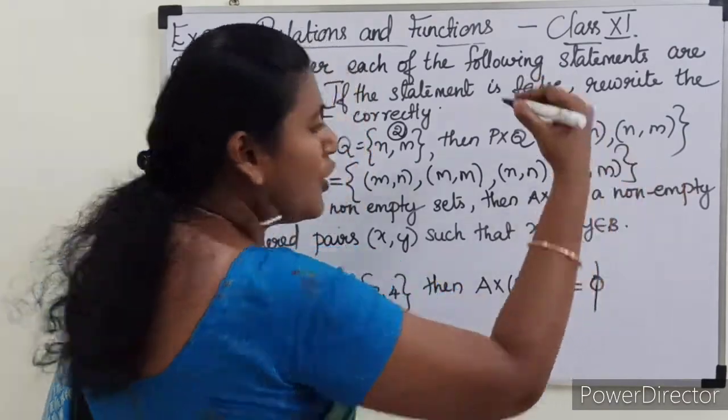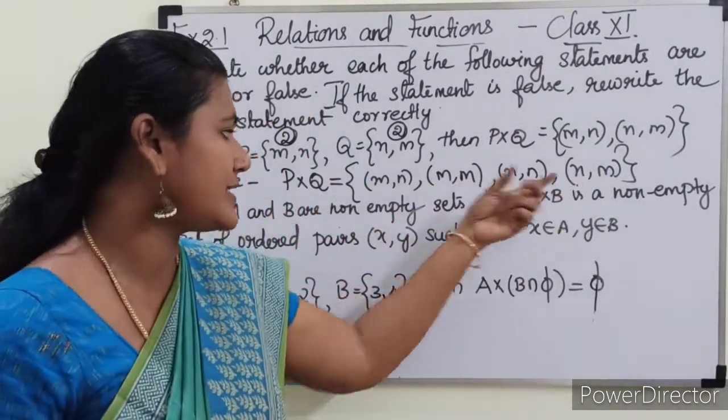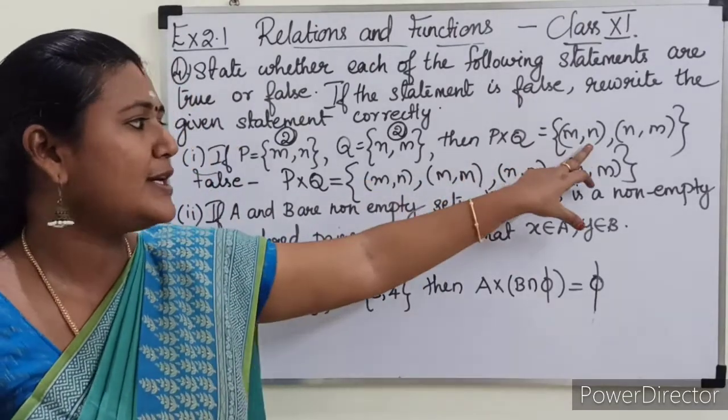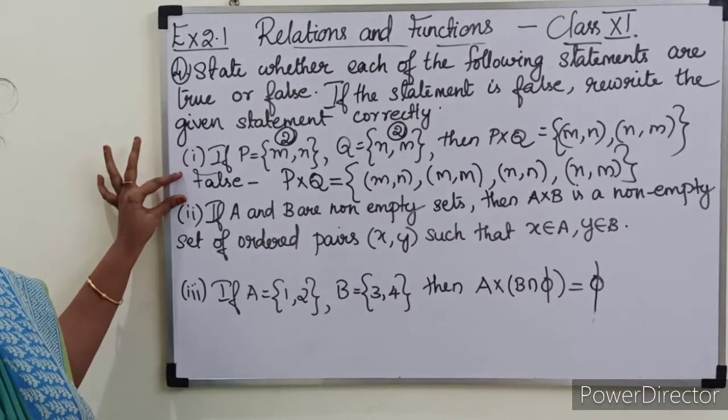So there will be 4 elements in P cross Q, and these are the 4 elements. Out of these 4 elements, only 2 elements are given in the first statement. So this statement is a false statement.